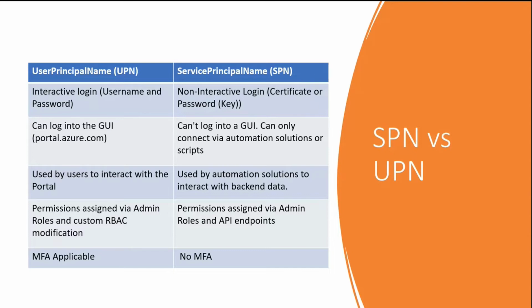One thing about a user principal name: you can log into the portal. You can go to portal.azure.com, enter your UPN or username and password, or portal.office.com, enter your credentials, and log in and view the GUI or graphical interface. With an SPN, you cannot log into the portal and see a graphical interface. You can only get information, change, modify, or do any of the backend stuff using service principals. Thus, it is good to restrict the use of SPNs to your automated solutions or applications.